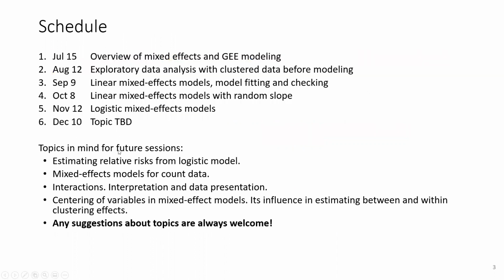And this is a schedule, and we are in number 3. And next time we are going to work on, well, still linear mixed effects model, but with random slope. And afterward, I'm going to touch on logistic mixed effects model. And afterwards, I haven't decided what's going to be touched. But these are the list which I may touch. But if you have any suggestion about the topic we should touch, please let me know.